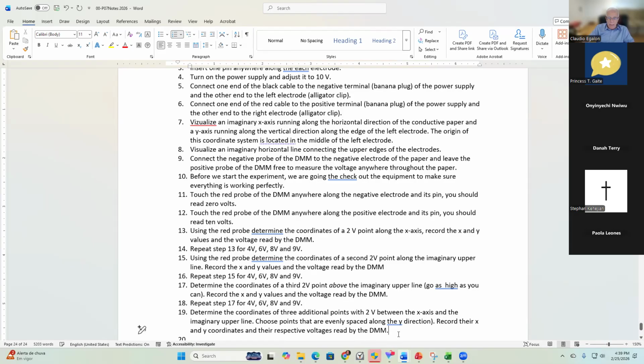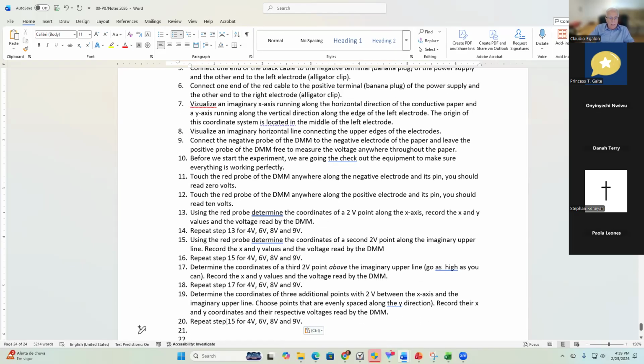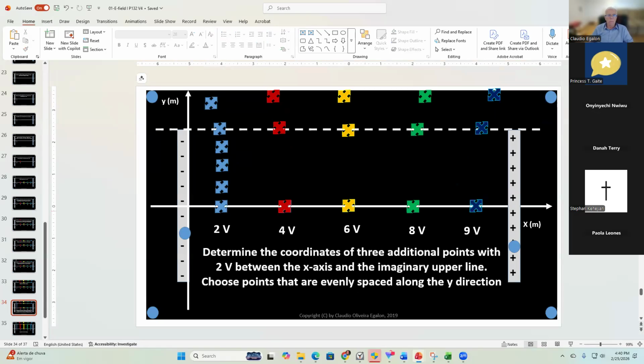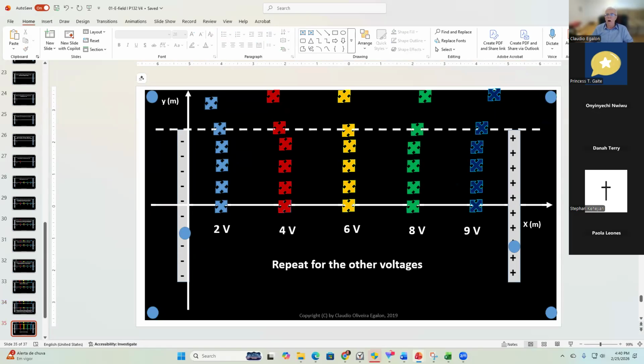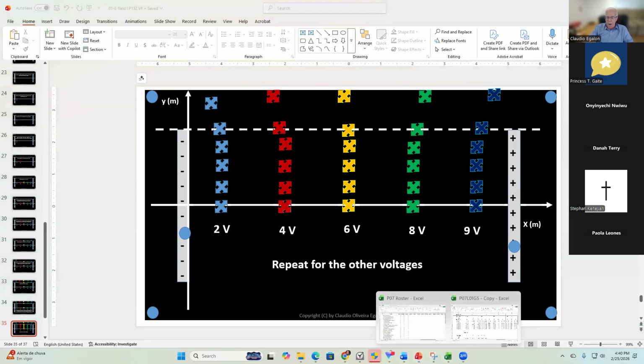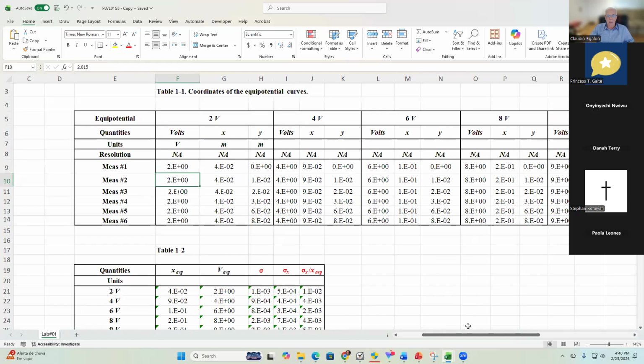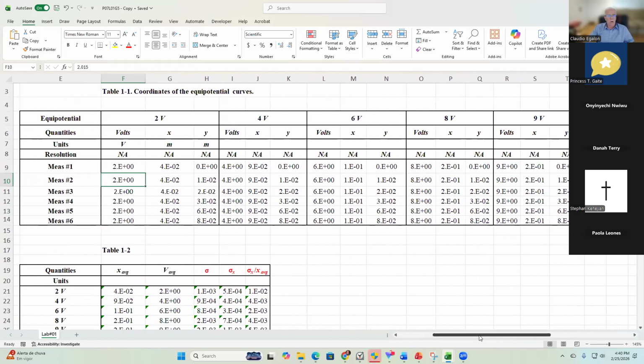Repeat step 19 for 4, 6, 8, and 9 volts. Okay? So here you go. And now you have all the points that you need for your spreadsheet. That's how my students collected this spreadsheet, these data points here, okay? That's how my students collect this.